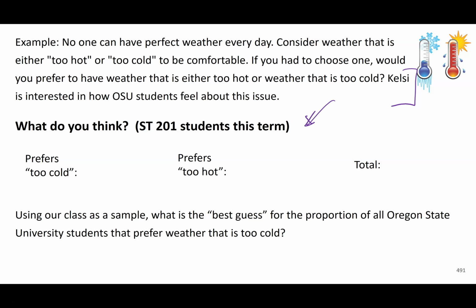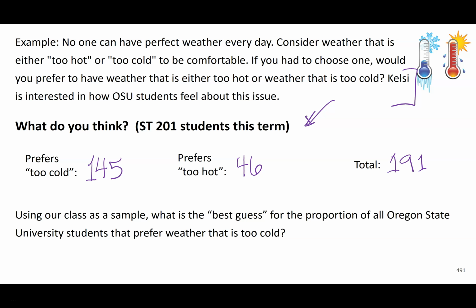So what I did is I took that student survey and I found that 145 folks preferred too cold. We had 46 folks prefer too hot. And so you add that together and that's a total of 191 folks that voted here. So out of 191 folks, 145 of them said they would prefer too cold as opposed to too hot.